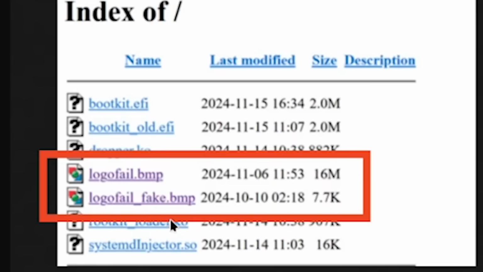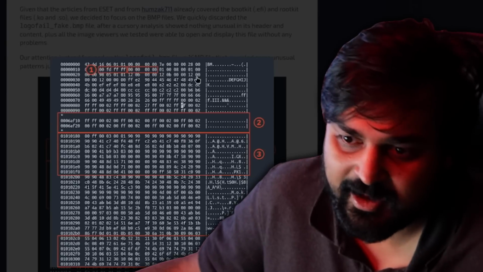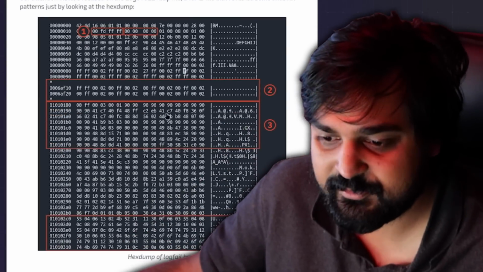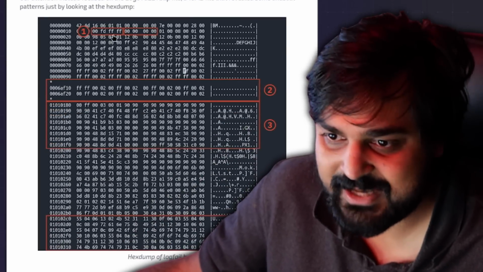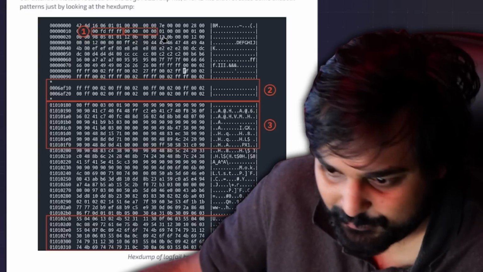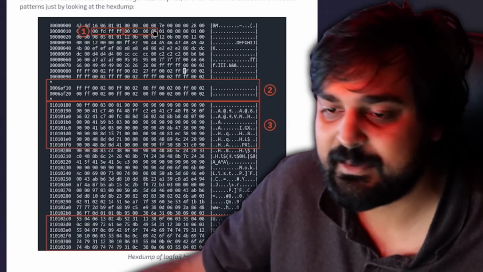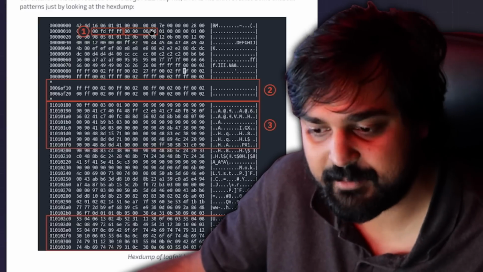So for the moment the server was active, the people who were researching it went down and found logofail.bmp and logofail.fake. Immediately when you're looking at the fake, it's like 7.7 kilobytes in size. But this one, Logofail BMP, was around 16 megabytes. So people downloaded it and started looking closer into the actual hexadecimal data. And inside the data came out 4 key findings. For instance, one of them being 00FDFFFF00000000. And this would be the width and the height of that BMP file.